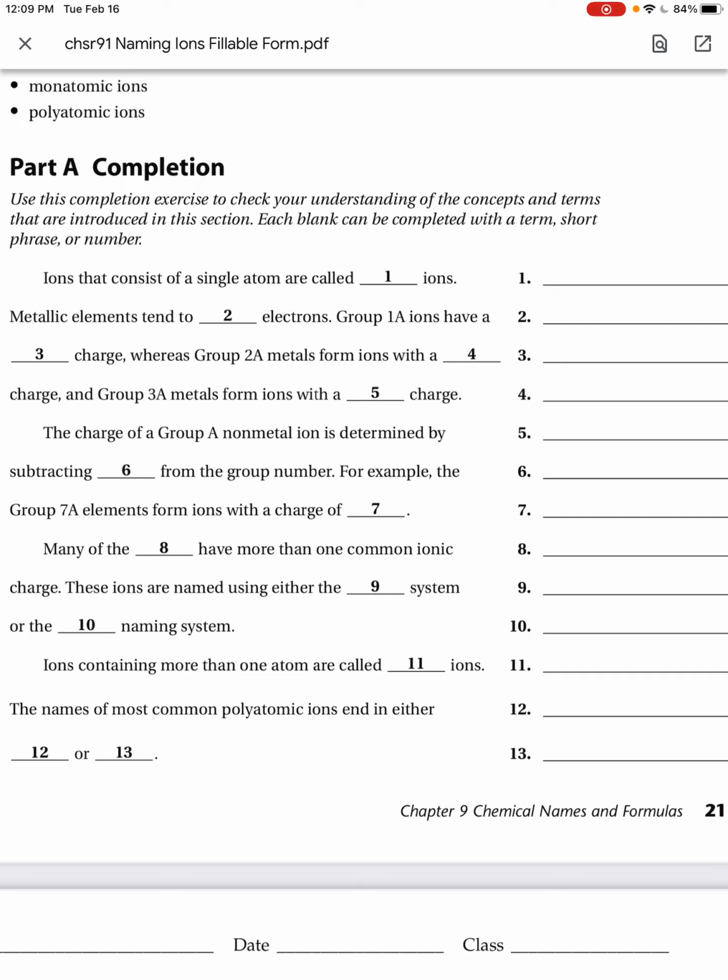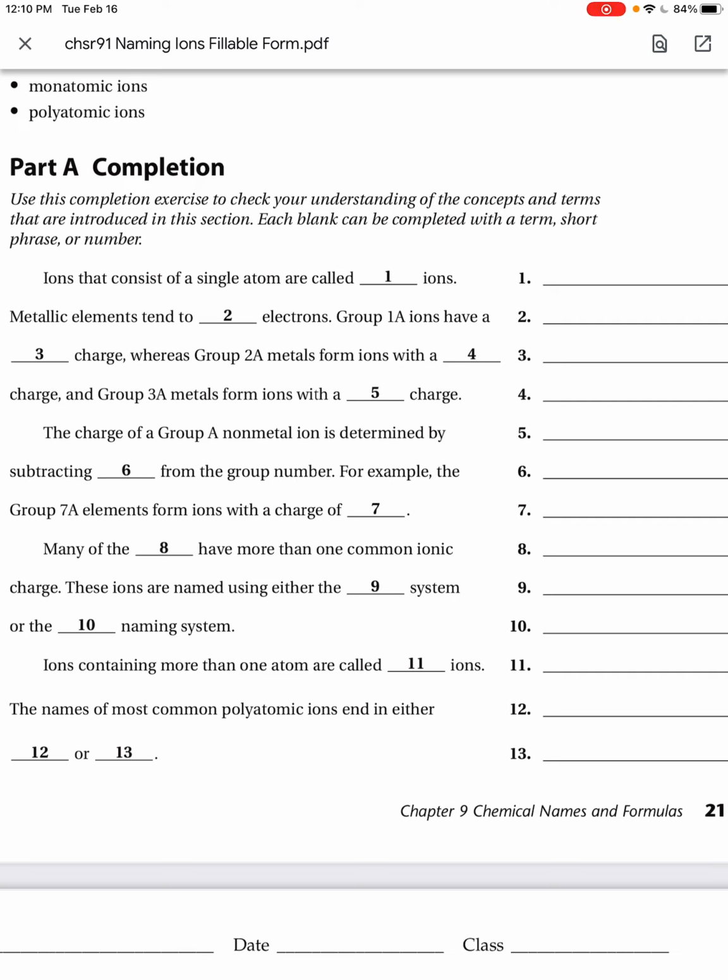Many of the transition metals have more than one common ionic charge. These ions are named using either the stock system or the classical naming system. And of course, you can reverse those. So number 9 is stock, number 10 is classical. But we're only going to use the stock system.